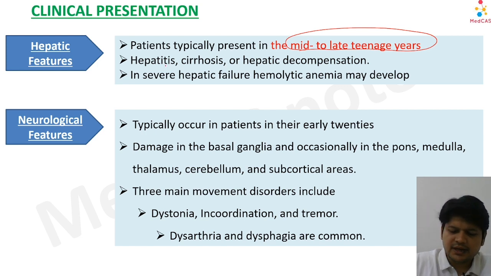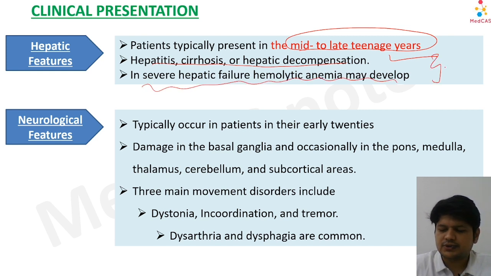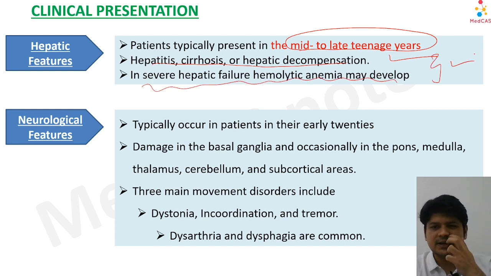Okay. Hepatitis, cirrhosis, or hepatic decompensation can happen. In severe hepatic failure, hemolytic anemia may also develop. But it tells that in young cases of cirrhosis, always look for Wilson's, and that is okay. That is worth looking for.